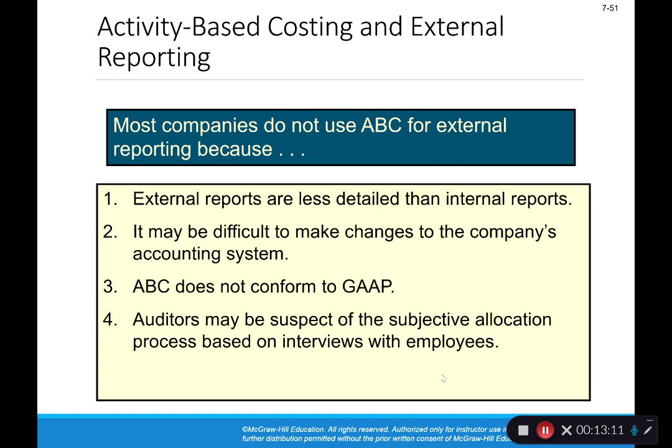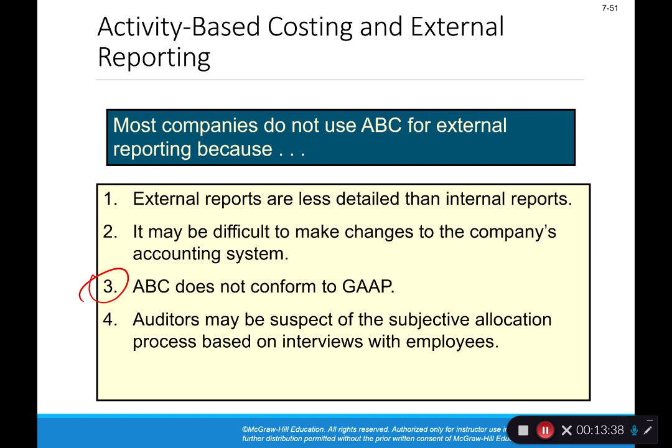Companies cannot use ABC for external reporting for a variety of reasons, but the biggest one is right here, number 3. ABC doesn't conform with GAAP, so we are not allowed to use ABC for external reporting, which means if we're using ABC costing for internal decision making, we effectively need to utilize two costing systems: ABC for internal decision making and traditional costing for external reports.